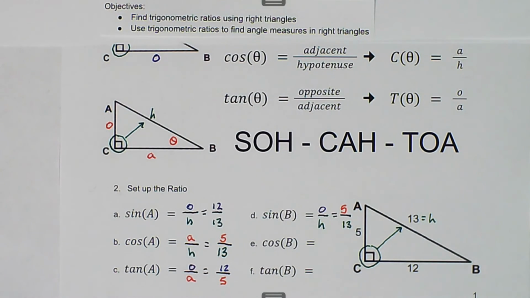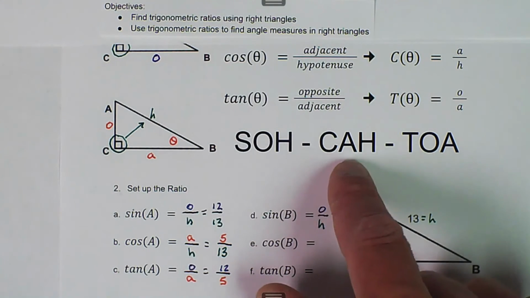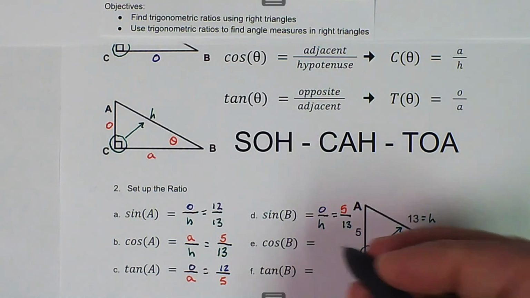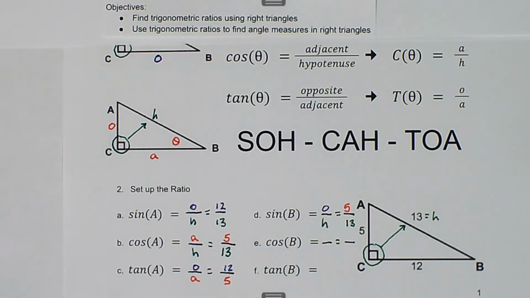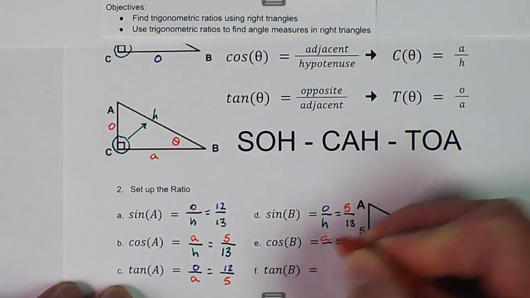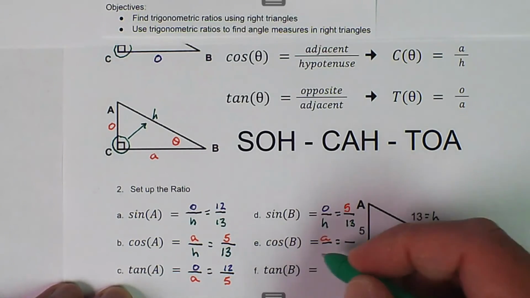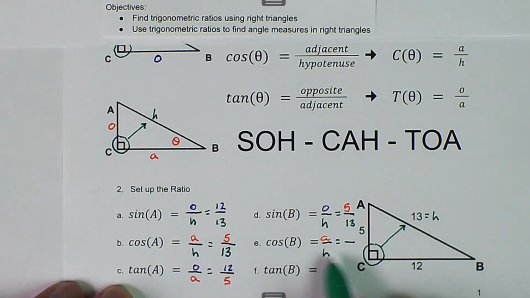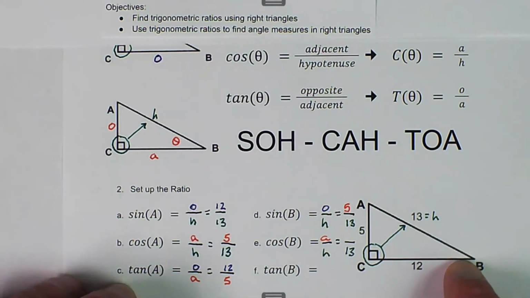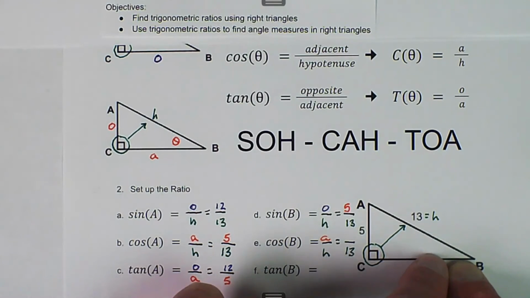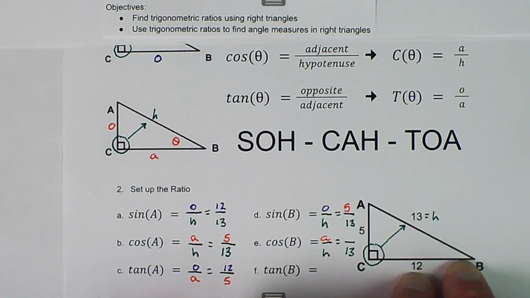Next we have the cosine of B. Cosine is adjacent over hypotenuse. Our hypotenuse doesn't change, that's still 13. But now adjacent to angle B is 12. And so that's our new adjacent for angle B.